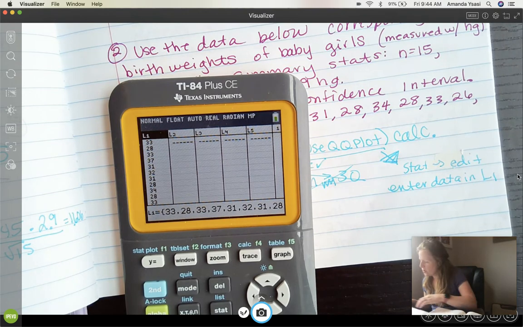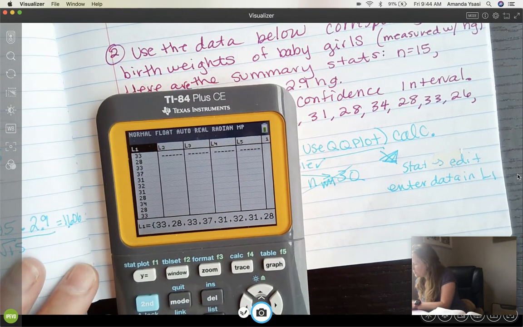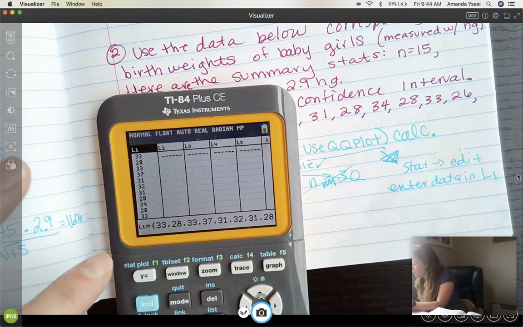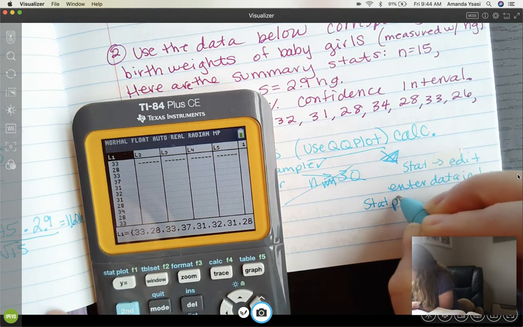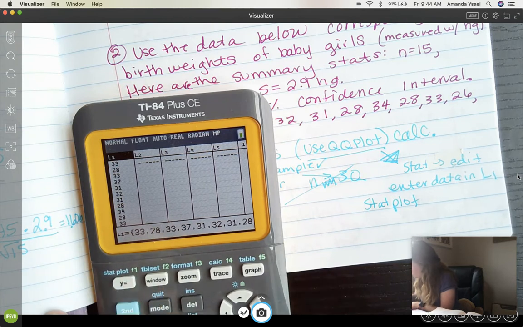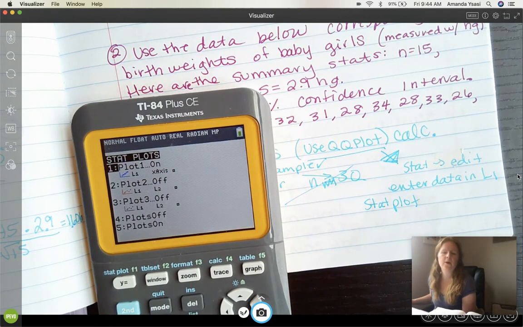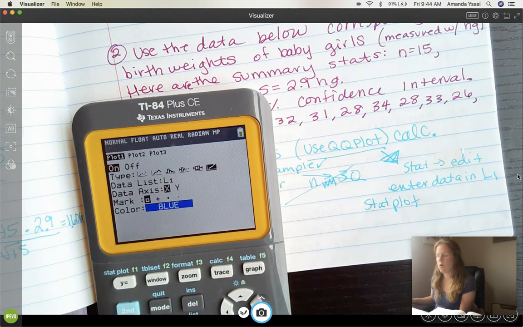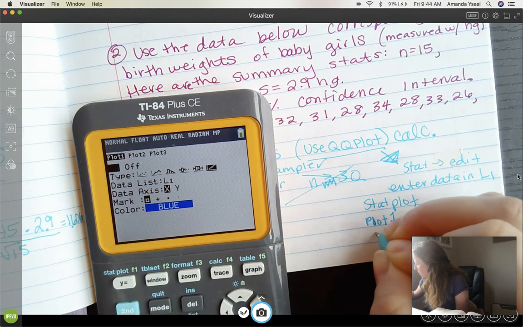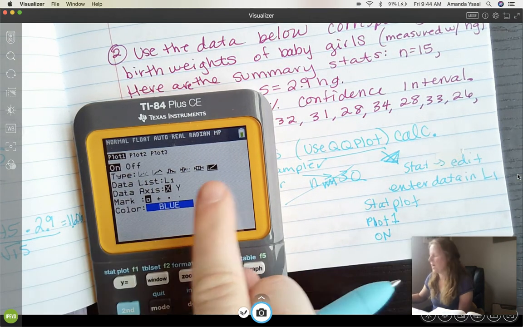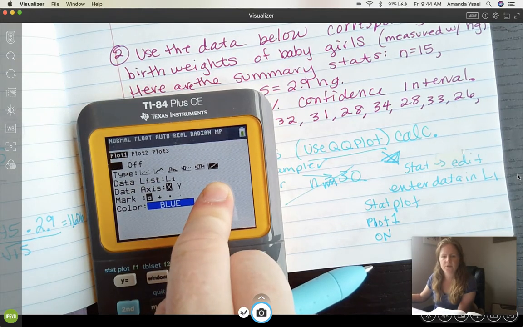Okay. And so what we want to do is then go to stat plot. So second, y equals is your stat plot. Want to turn it on. So plot 1, we want it on. And then our type is the very last one. That's your QQ plot.